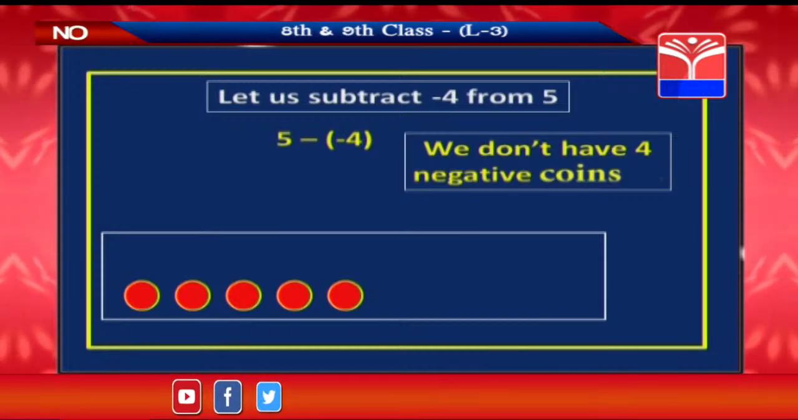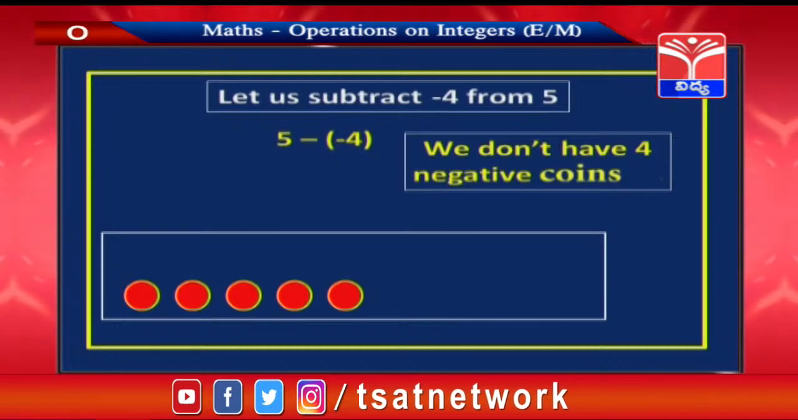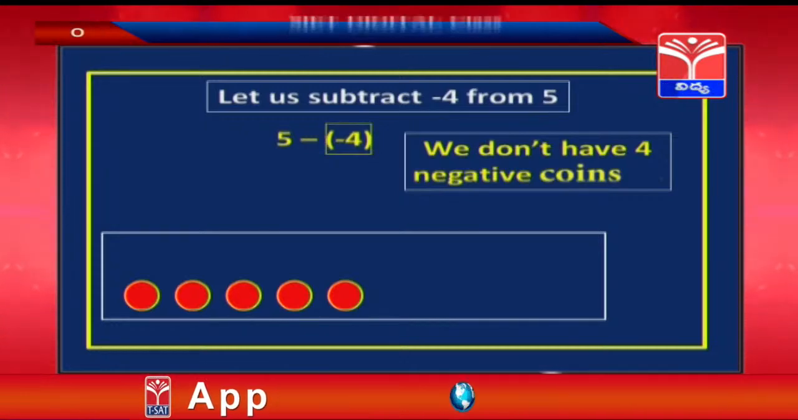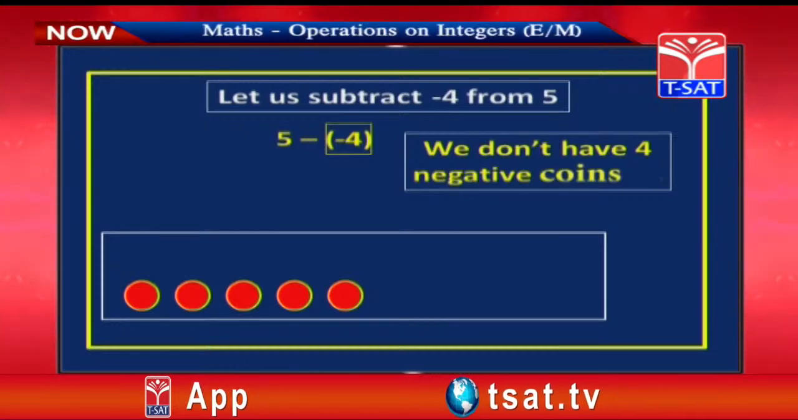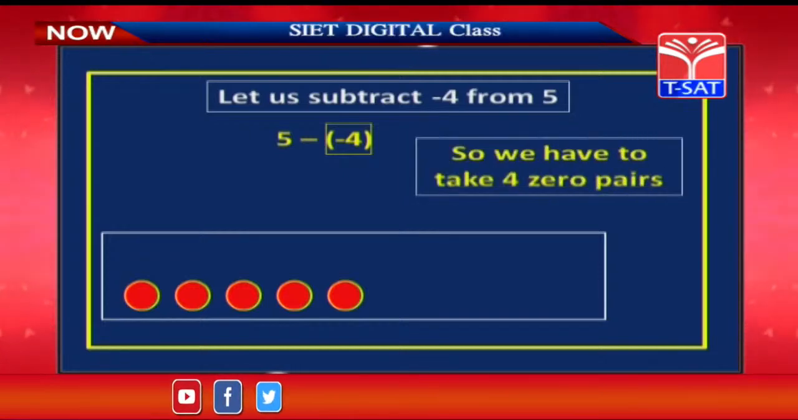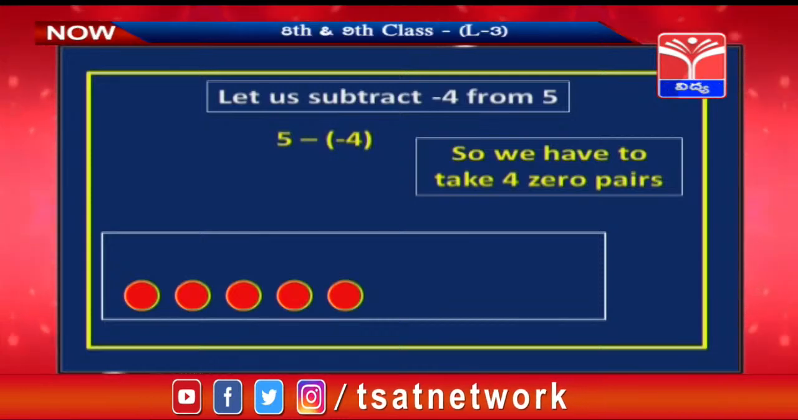That is the reason we take 4 zero pairs. So, let us take 4 zero pairs, children, here. Why do we take 4 zero pairs? Because 5 minus of minus 4. Since we have minus 4 subtracted from 5, we are taking 4 negative coins. Got it, children? So, since we are having minus 4, we are going to take 4 zero pairs. Let us take 4 zero pairs, children, as shown.